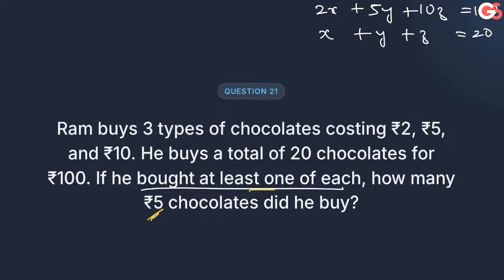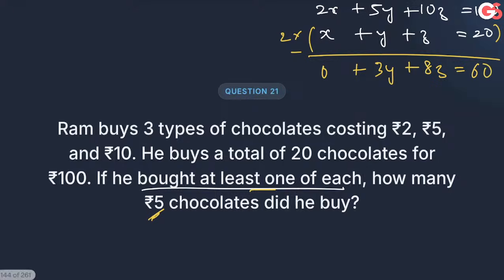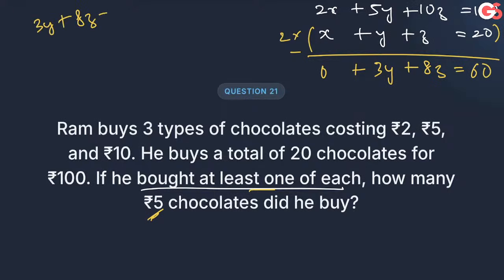सबसे पहले लेट्स मल्टीप्लाई दिस थिंग बाय 2, then subtract, so x will be eliminated, right? Subtract, so this becomes 2x minus 2x is 0, 5y minus 2y is 3y, 10z minus 2z is 8z, 100 minus 40 is 60. So I got 3y plus 8z as 60. That is one equation. I need more equations to solve it. कैसे कर सकता हूँ?